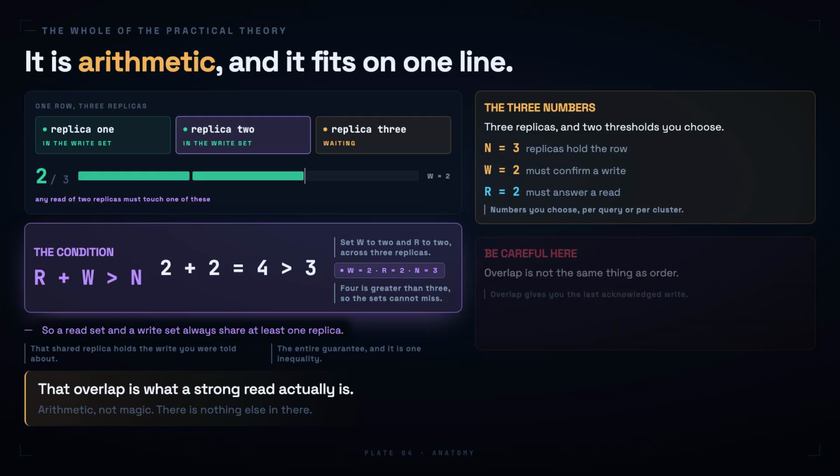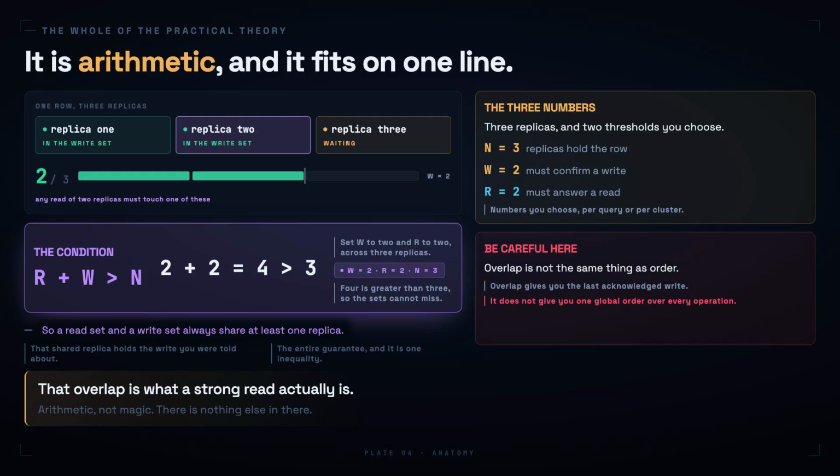Arithmetic, not magic. Be careful here, overlap guarantees you see the last acknowledged write. It does not give you a single global order over every operation.